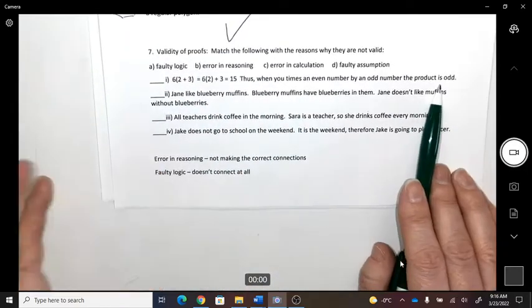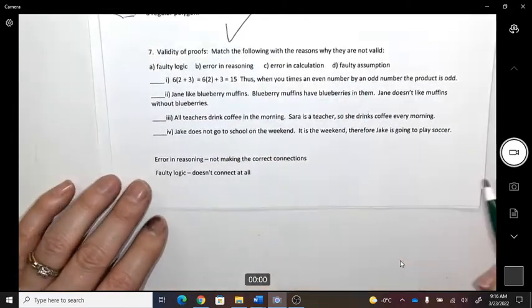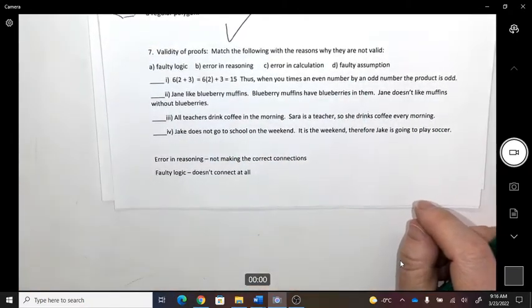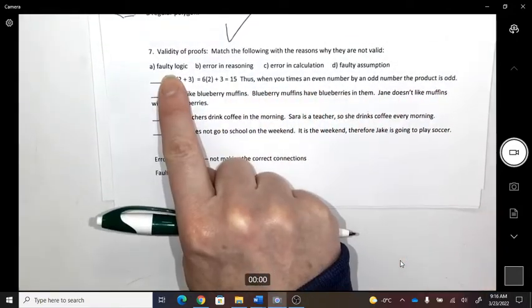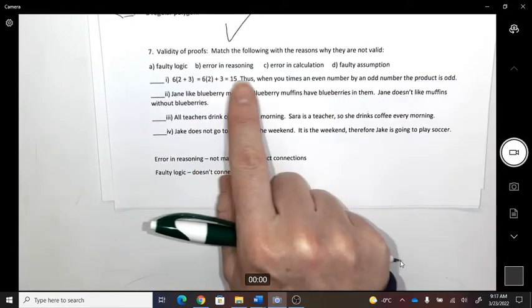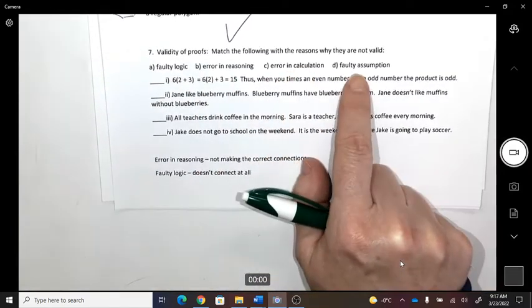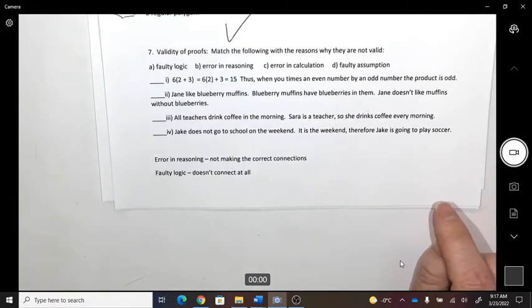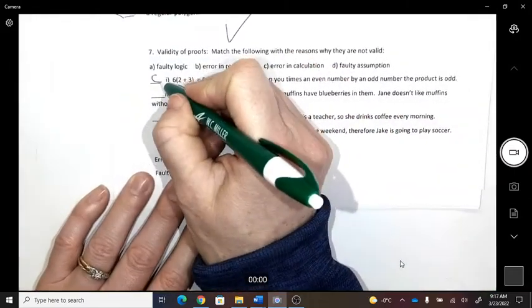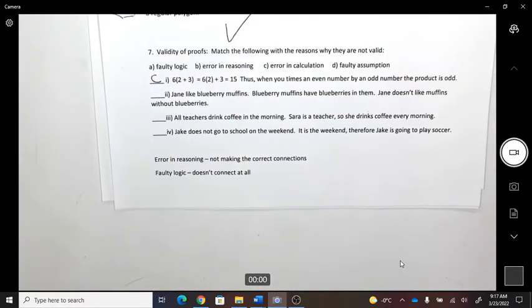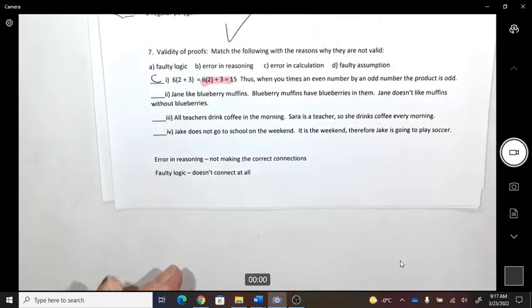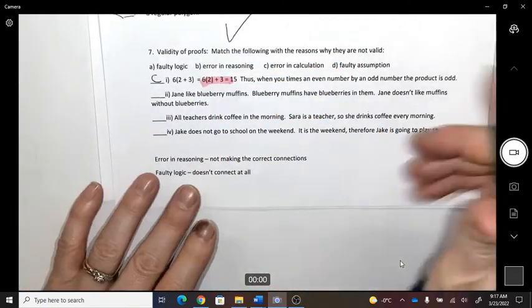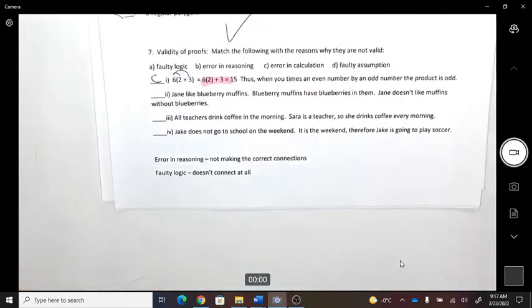Okay, so this is faulty. What of the 4 reasons did they do that made it faulty? Did they use faulty logic? Did they have an error in their reasoning, an error in their calculation, or a faulty assumption? I think they had an error in their calculation here. Do you see where the error is? When you do the math on that, you would have to do 6 times 2 plus 6 times 3, right?